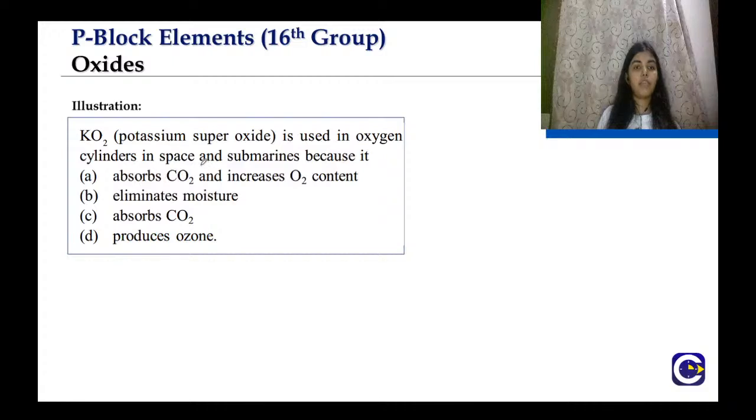Potassium superoxide is used in oxygen cylinders in space and submarines because, what should be the answer for this particular question? You can apply just some common sense to this particular question also, that what is lacking in space and submarines, that why potassium superoxide should be used in oxygen cylinders. Sham is saying A. Okay. What about others?